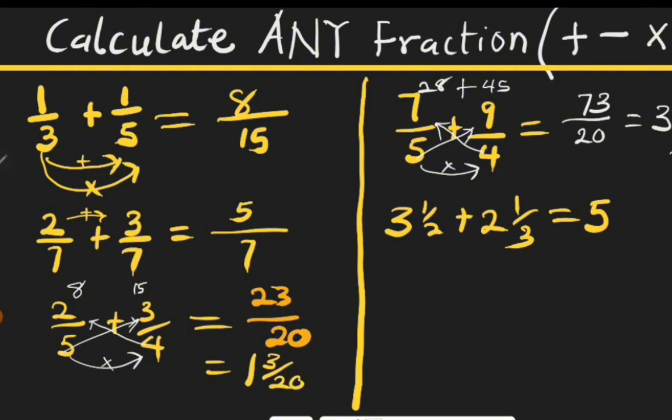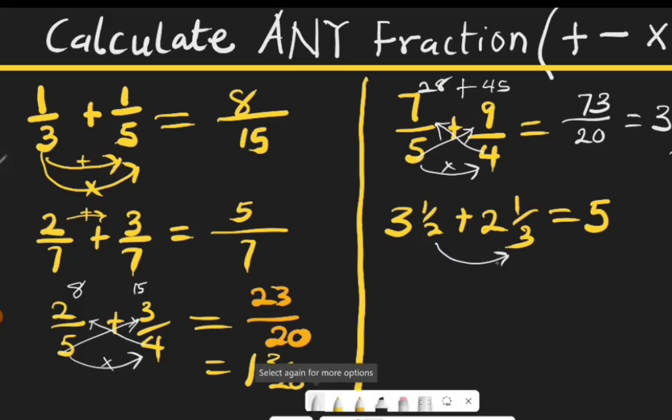Whenever we are adding unit fractions, what we do is add the denominators and multiply the denominators. When we add the denominators, 2 plus 3 gives us 5 all over. When we multiply the denominators, 2 times 3 gives us 6 as the answer.